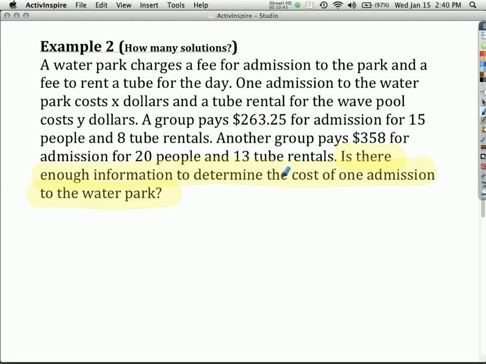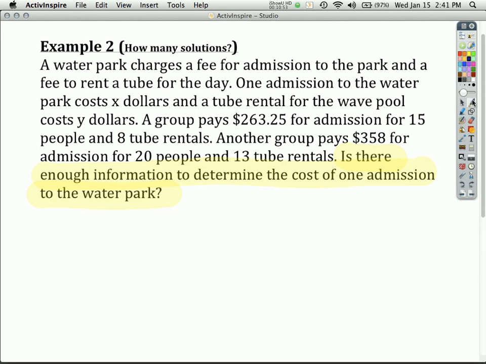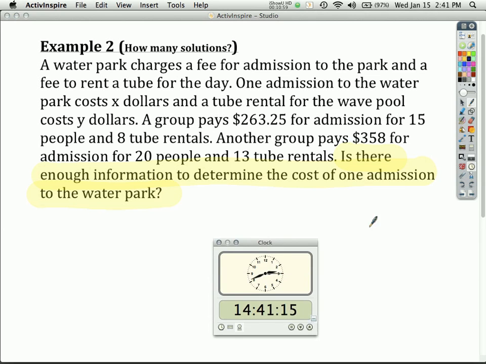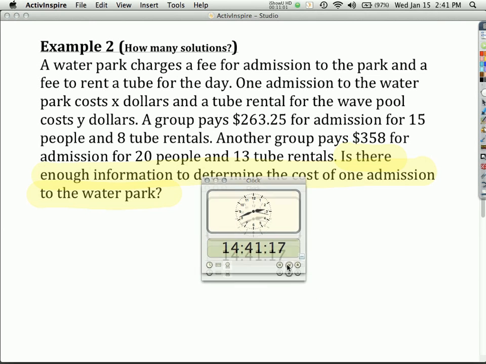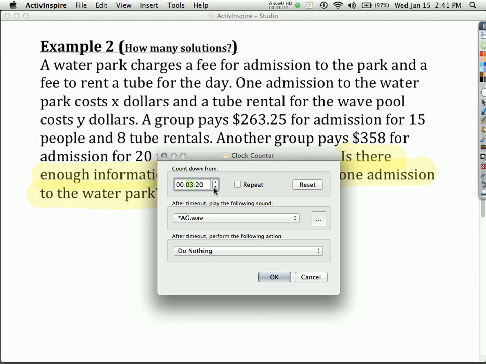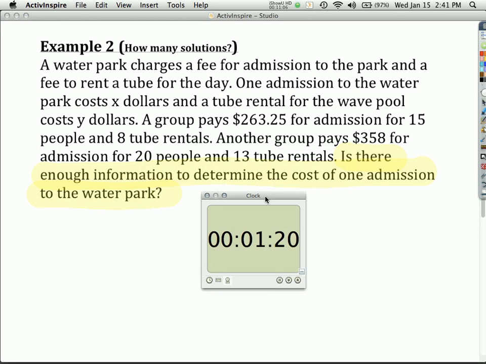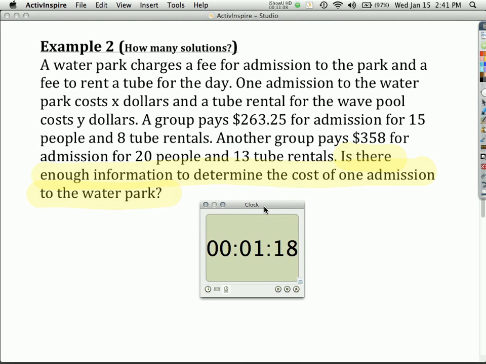All right, so before we can actually figure out if there's enough information, we need to set it up. So I'm going to do something that I don't usually do. This is an example. It's not a checkpoint, but I'm going to actually ask you to set up the system. You've got a minute and a half, and I would like you, on your own, to write the system that represents this real-world scenario. Go.